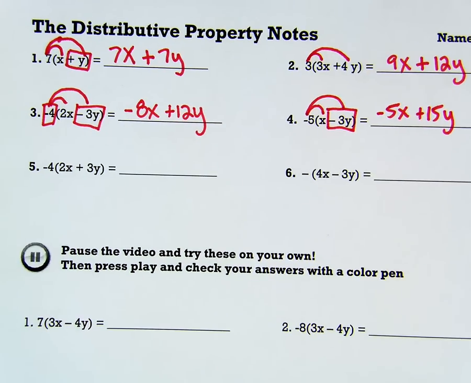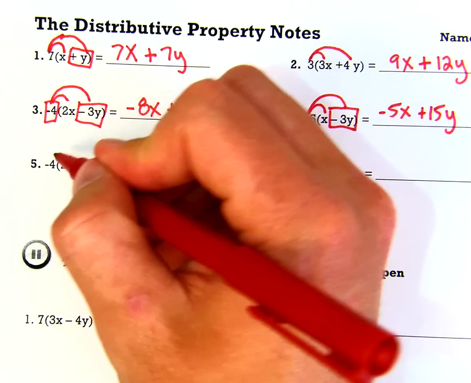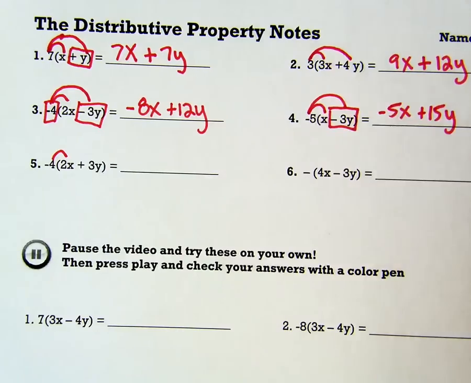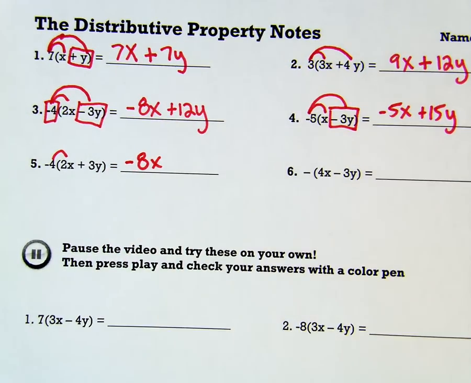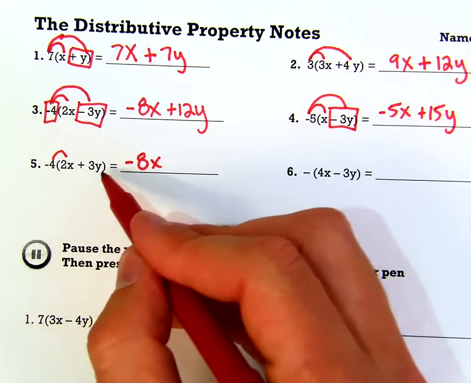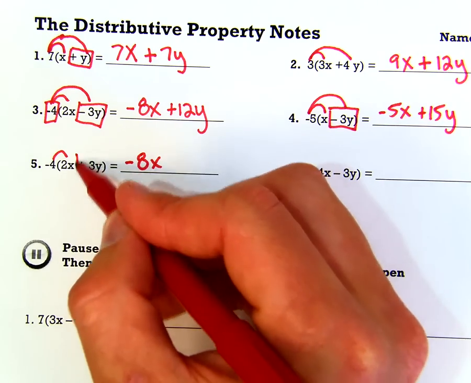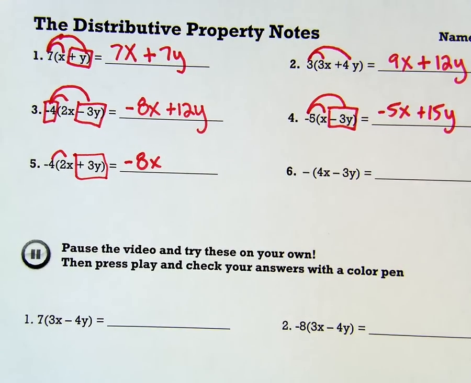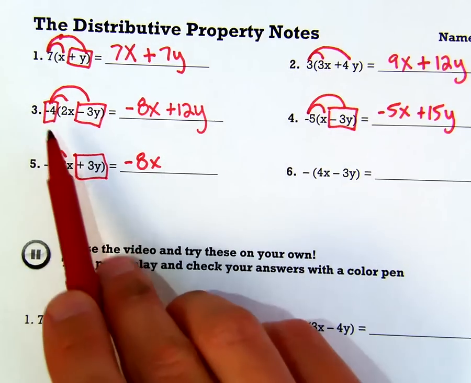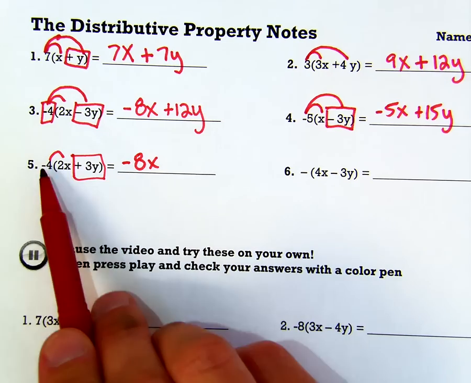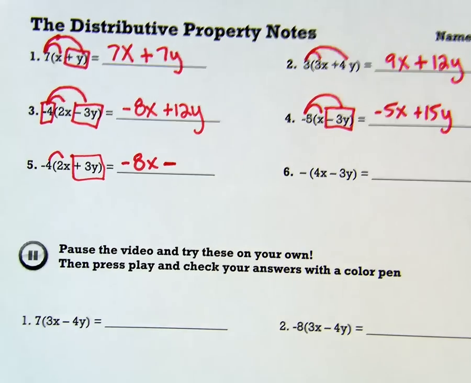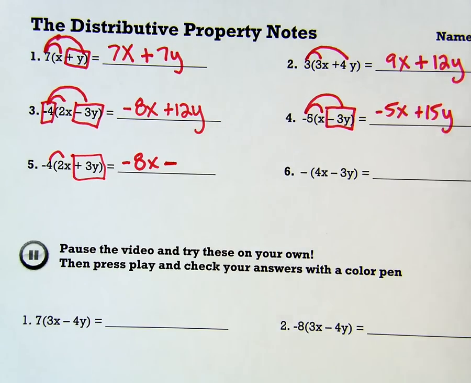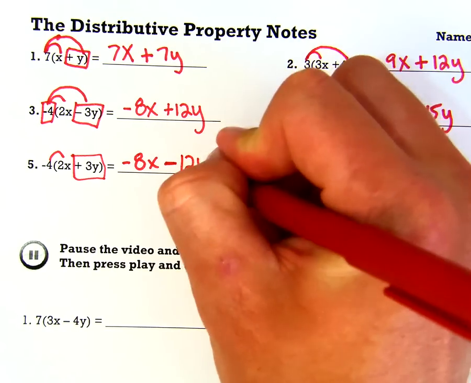Number 5, we have negative 4 times 2x. So negative 4 times 2 is negative 8. And then I'm doing negative 4 times 3y. Notice how I have a positive or a plus 3y this time. So instead of the one above it, where it's negative times a negative, I'm doing a negative times a positive, which means my answer is going to be a negative. So I'm going to put a minus symbol there. So 4 times 3 is 12, so 12y.